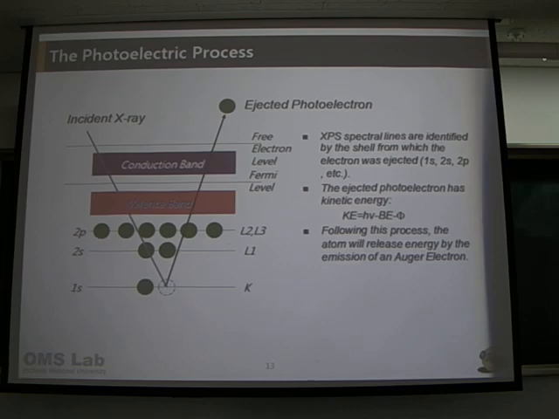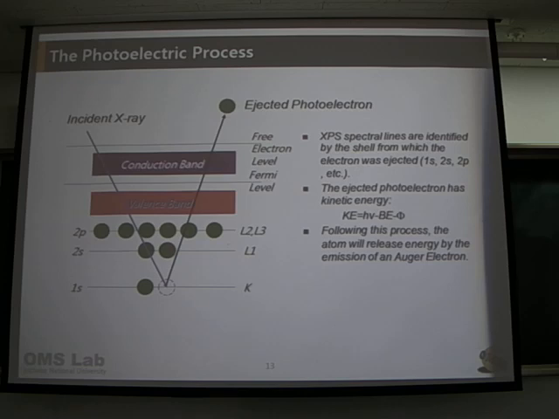So we are measuring this kinetic energy from this equation. This is the incident energy that we apply from the X-ray, and the binding energy. The incident X-ray energy will attack the core electron, and then the electron eventually will be ejected, and this is the binding energy. If you subtract the binding energy from the incident energy, that will give the kinetic energy, but there is a work function variation.